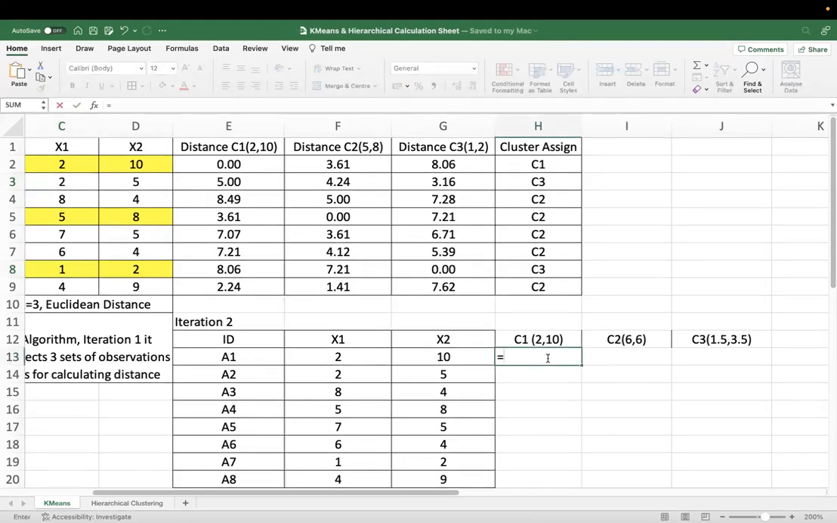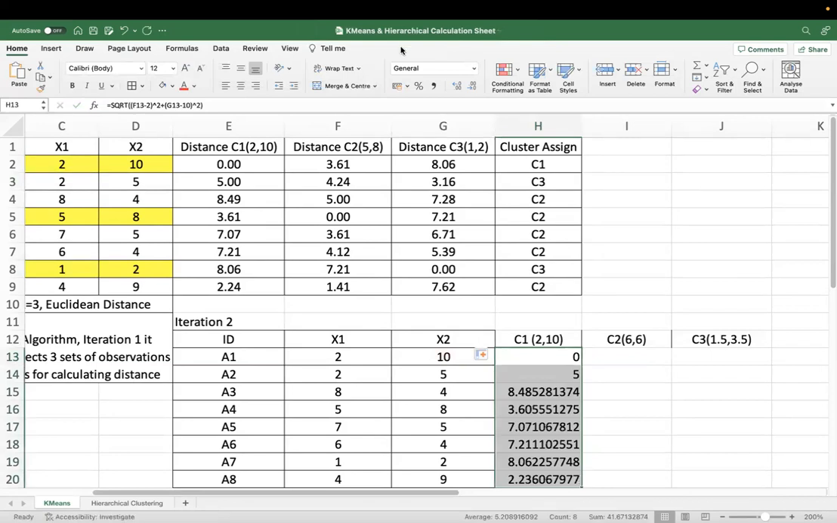Now let us calculate the distances again. SQRT 2 minus 2 to the power of 2 plus open bracket 10 minus 10 to the power of 2, close bracket. 2 minus 2 to the power of 2 plus 10 minus 10 to the power of 2. Drag the distance down, decrease the decimal to 2, center the data points.